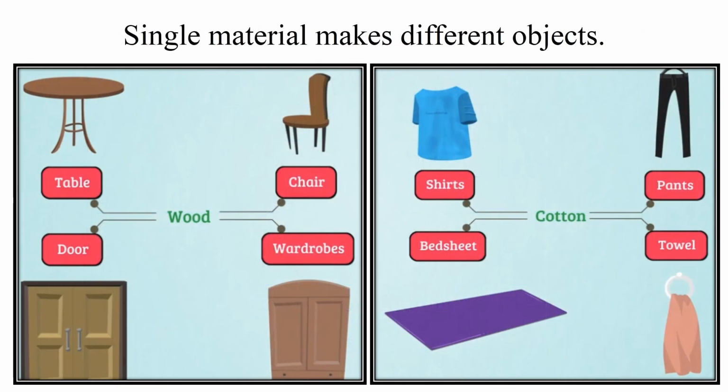It is also important to know that a single material can be used to make different objects. For example, from wood, we produce things such as tables, chairs, doors, wardrobes, etc. From cotton, we produce things like shirts, pants, bed sheets, towels, etc.